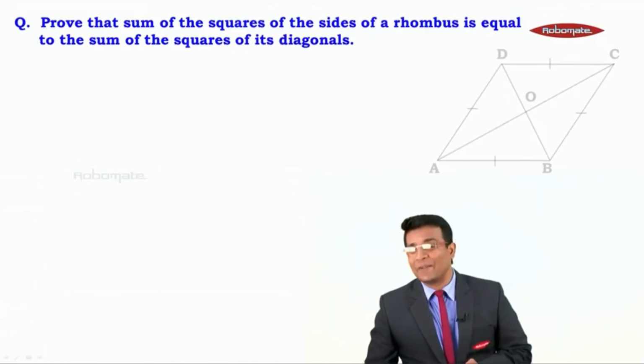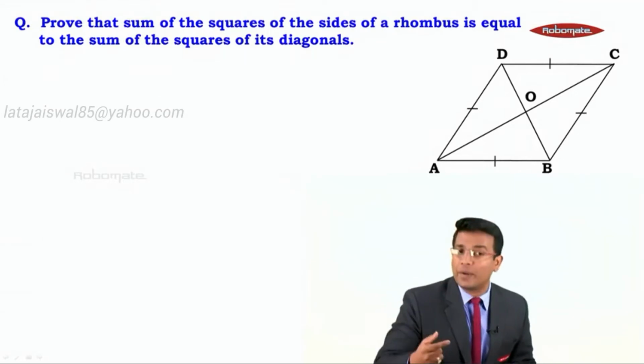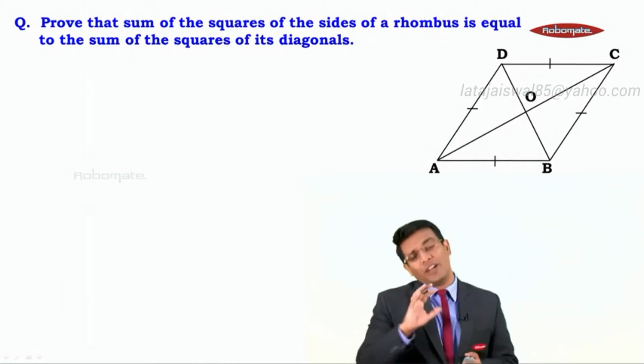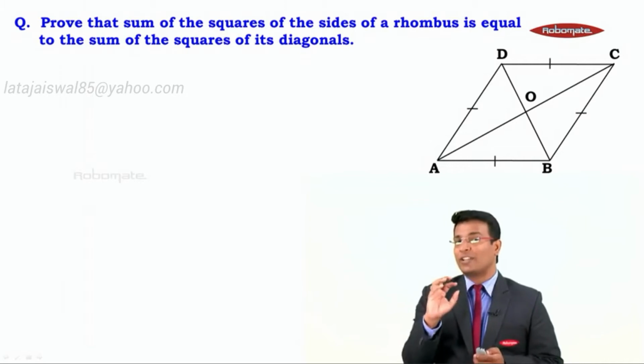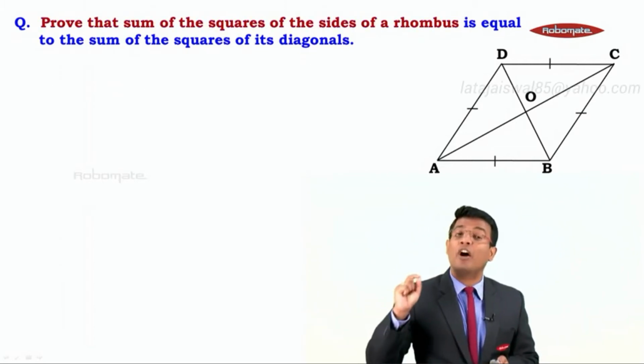We are doing a very interesting and a very important sum. It says: prove that the sum of the squares of the sides of a rhombus is equal to the sum of the squares of its diagonals. Now here, what are we supposed to draw? Which you have already seen there, but why is it drawn that way? Let's understand.